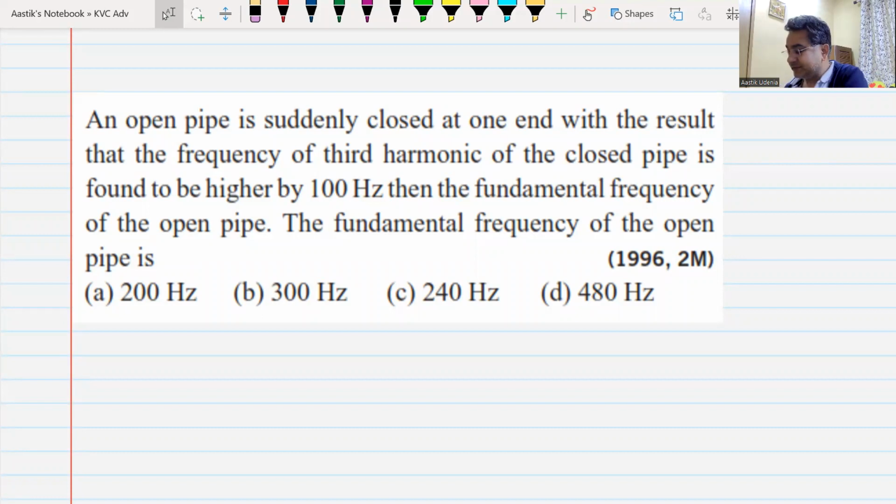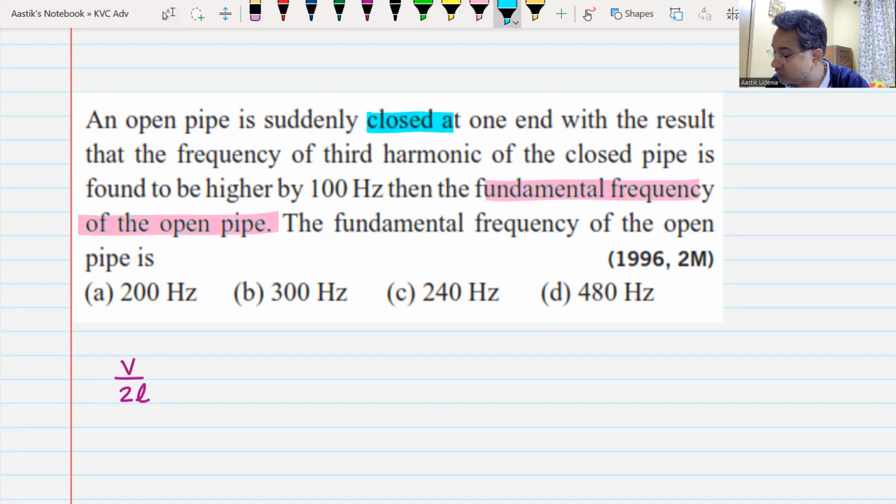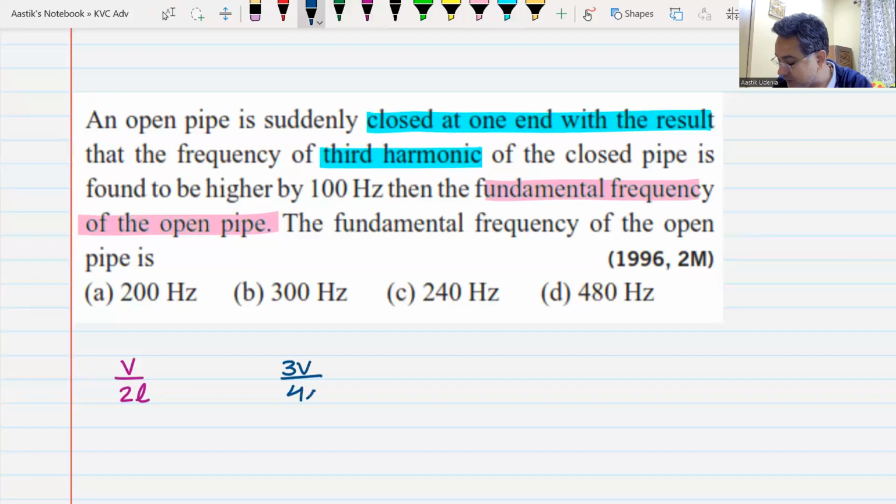So basically, the first one was an open pipe. What is the fundamental frequency of the open pipe? V by 2L, sir. V by 2L is the fundamental frequency of the first open pipe. Suddenly closed, and the third harmonic. What is the third harmonic? 3V by 4L, sir. What is the relation between the two?